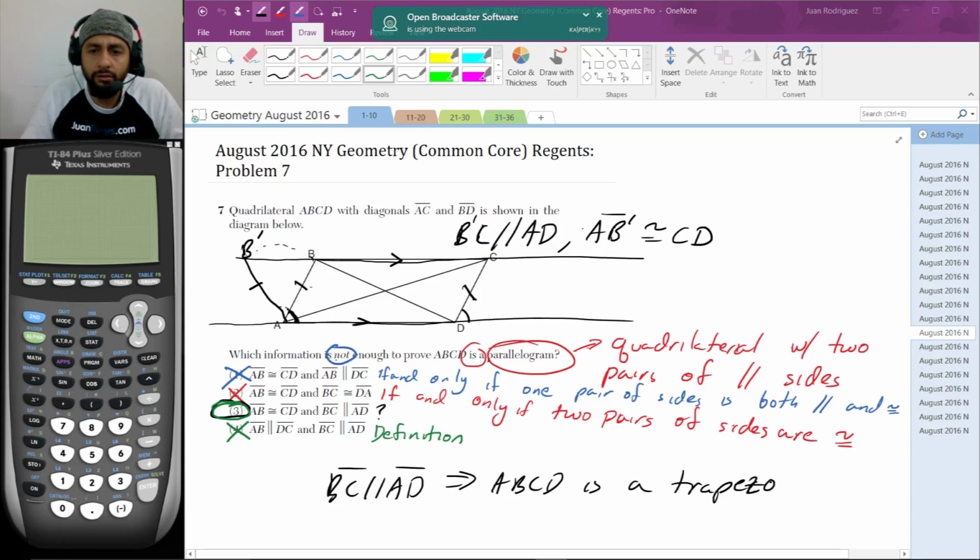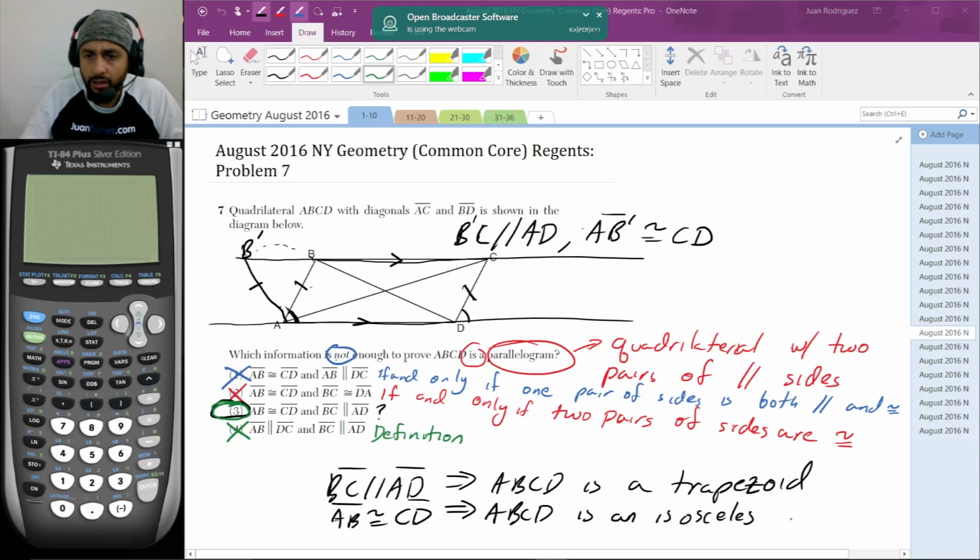Okay. And then the statement that AB is congruent to CD implies that ABCD is in fact an isosceles trapezoid. And that's all it tells you.